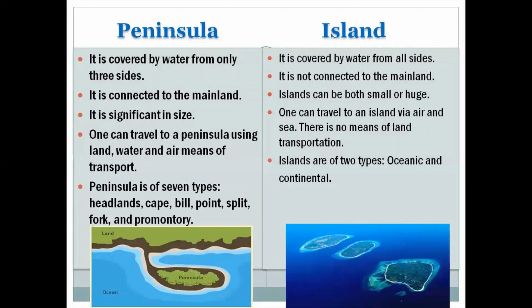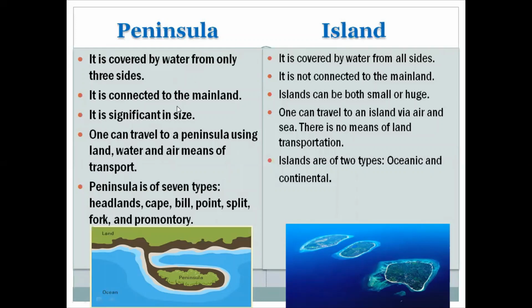So we have another term, peninsula and the island. So we'll see the details. So peninsula, it is covered by water from only three sides. So any object which is covered by water from three sides, we call the peninsula. कोई ऐसी चीज जिसके तीन तरफ से पानी हो उसको हम peninsula कहते हैं, जबकि island हम उसको कहते हैं which is covered by water on all sides, from all directions, तो उसको हम island कहते हैं.